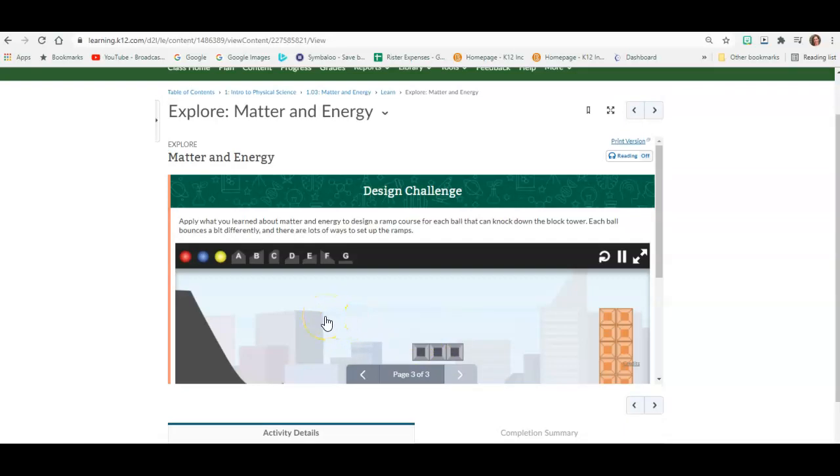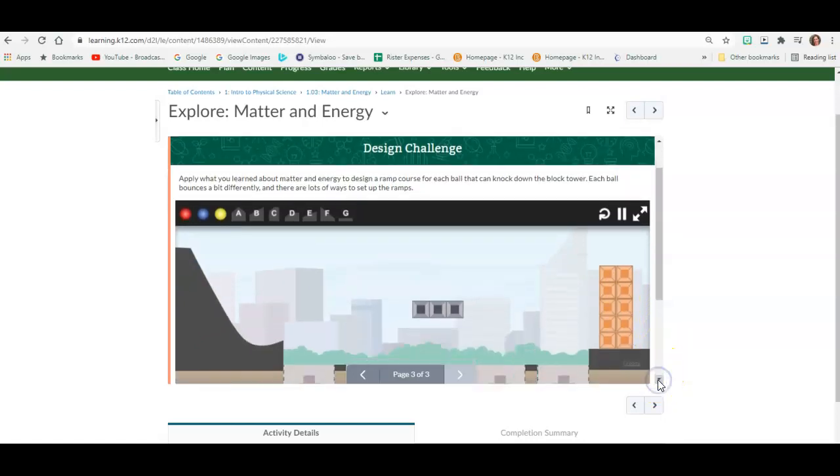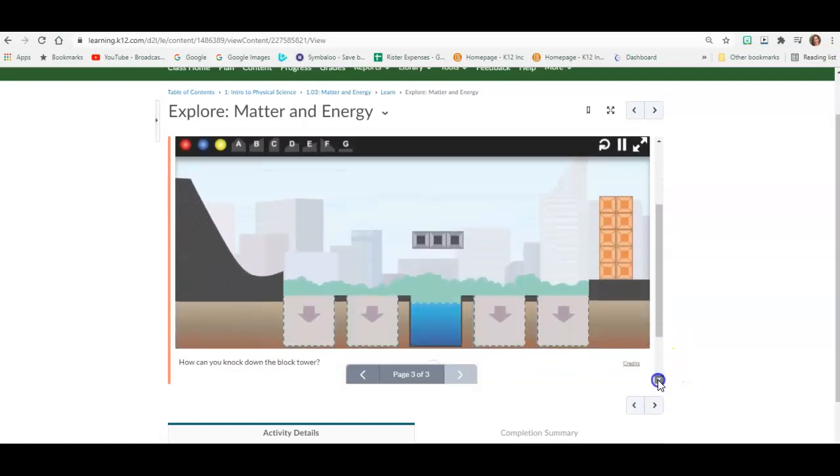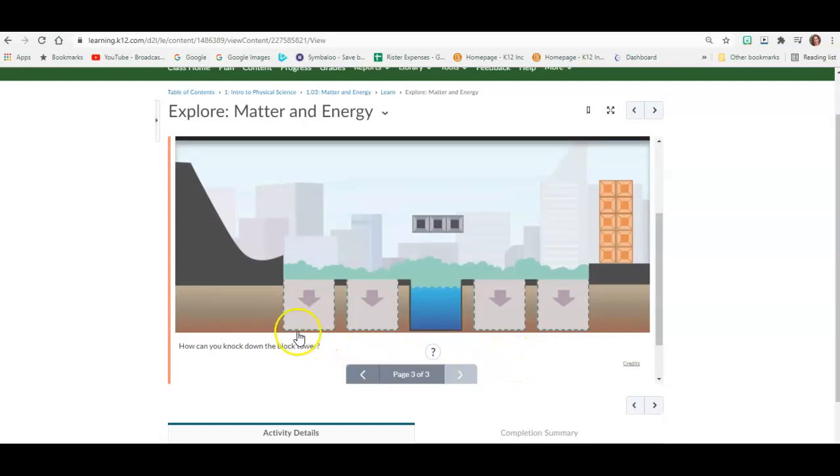So apply what you've learned about matter and energy to design a ramp course for each ball that can knock down the block tower. Each ball bounces a bit differently, and there are lots of ways to set up the ramps. So this is a fun activity that you can do. It's like a game, but you're also learning. And so you have some different things you can do here.